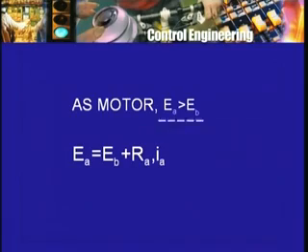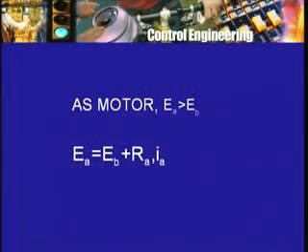Now I said Ea is greater than Eb because you can see what is happening. You can think of what is going to happen when the armature is stationary and you apply a source Ea. At that time there is no rotation, therefore there is no back EMF produced. The term Eb is equal to 0, and therefore if there is no additional resistance connected in series with the armature, a very large current will flow given by Ea divided by Ra.